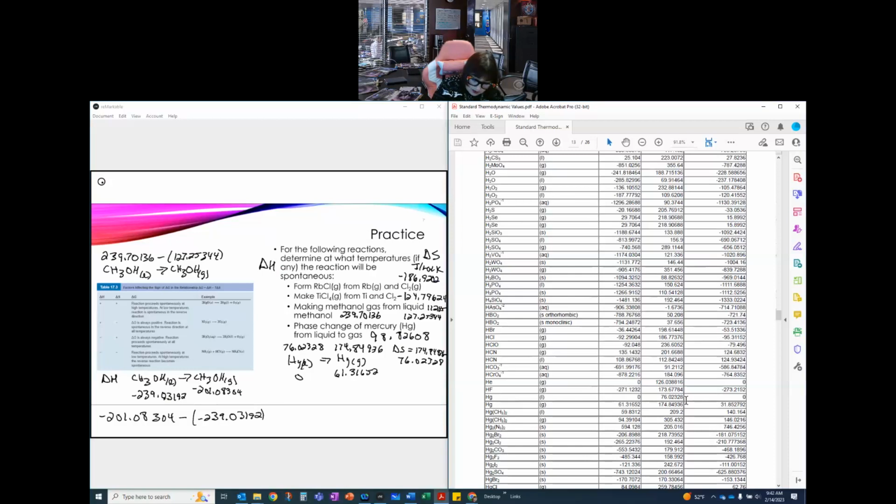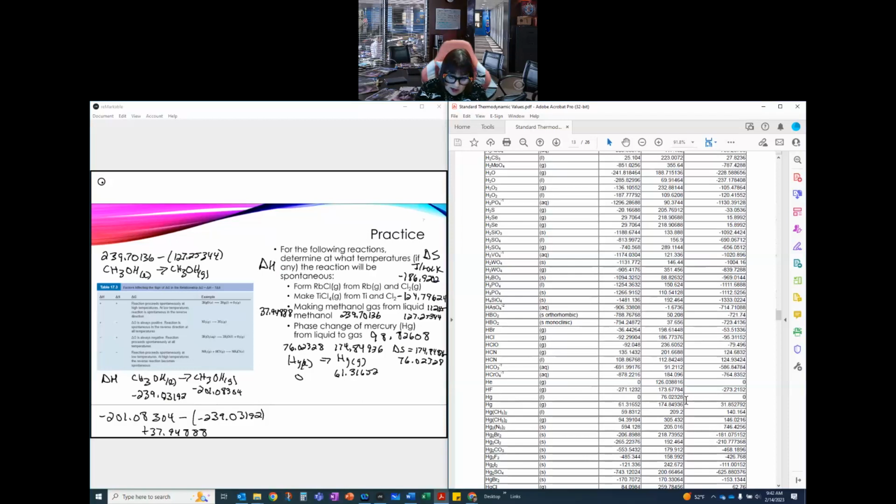Negative 201.08304. And I'm going to subtract negative 239.03192. And that gives me positive 37.94888. And that's for my methanol. Okay. I can do the same thing right here for the mercury.